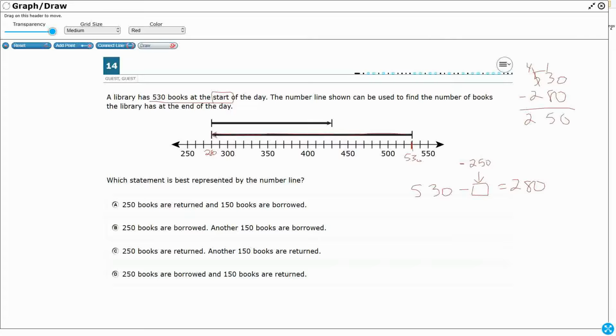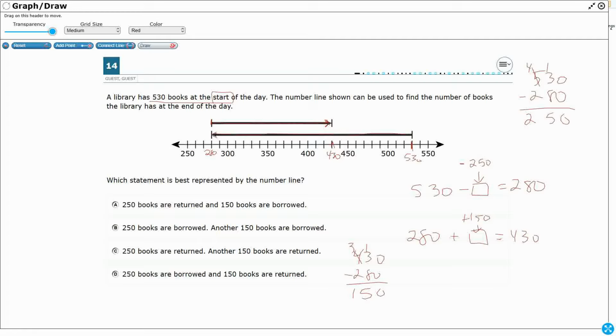Now, I'm at my 280, and then what happens? Well, if I start here and I move to the right, I'm going to be adding something. And where am I ending up? I'm ending up at 430. So I have to add something to get up to 430. I'm going to use subtraction again. I'm going to use a fact family. I'm going to do 430 minus 280 to see what that missing addend is, and it's going to be 150 this time. So this is going to be an add 150. So first, I subtracted 250. Second, I added 150. Let's see what happens.